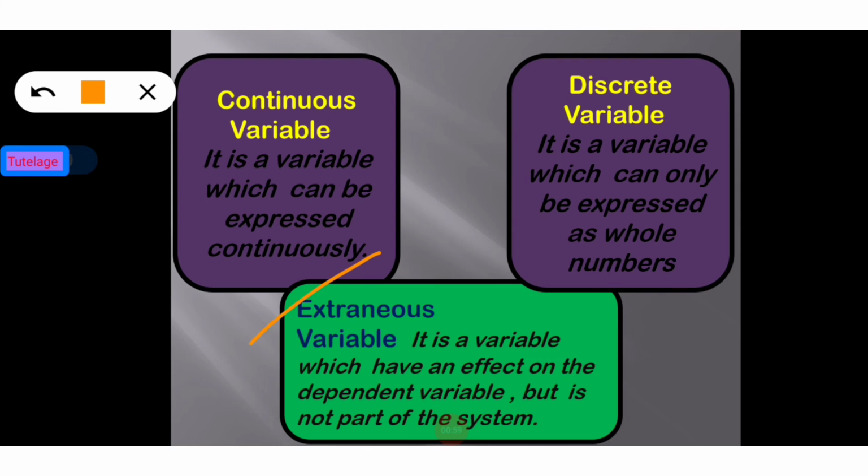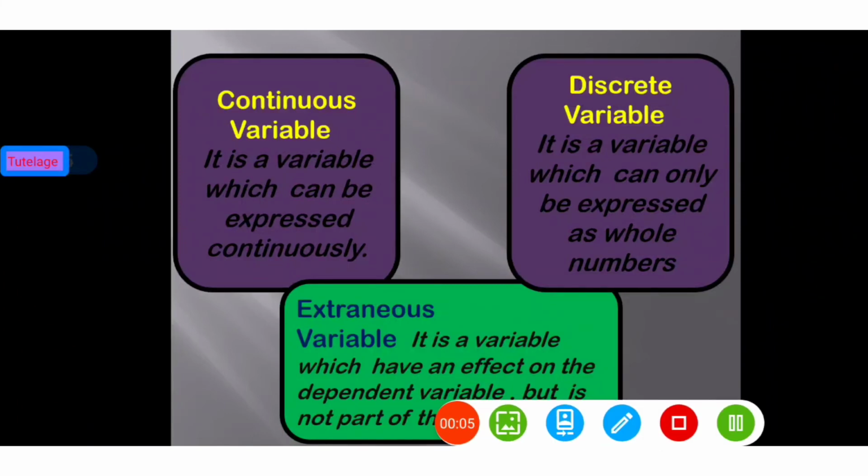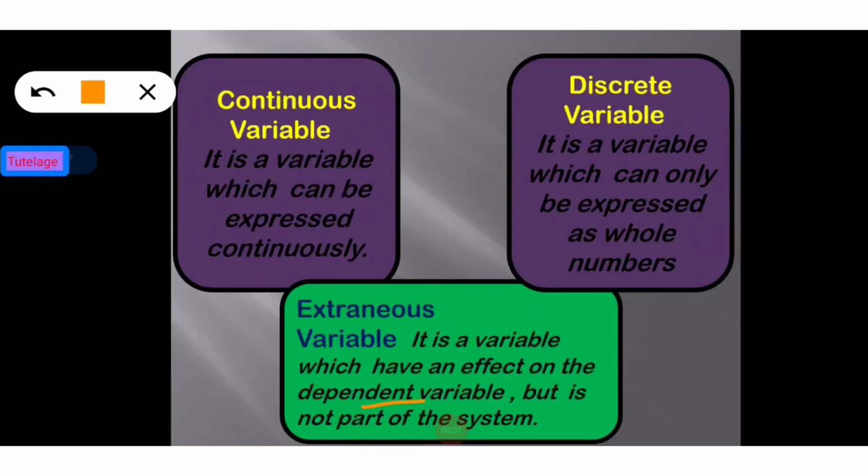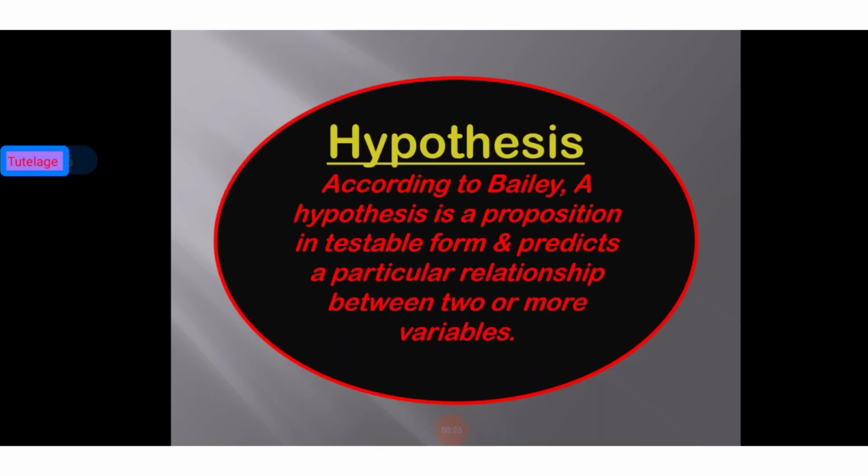So these variables are known as extraneous variables. Basically, an extraneous variable is a variable which has an effect on the dependent variable and which is not part of the system. I think the concept of extraneous variable and different types of variable like continuous, discrete, dependent, independent, are all clear to everyone. So now going to the next slide, here we can see the concept of hypothesis.